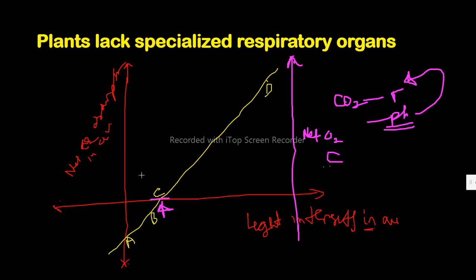And you are saying the curve, does light intensity affect rate of respiration? Maybe you have such a curve. Now, this point where they are meeting, it is not considered. Why? Because you are drawing on two different axes.